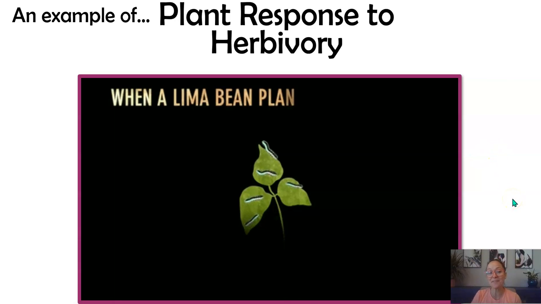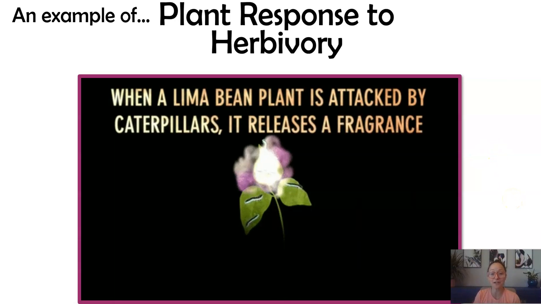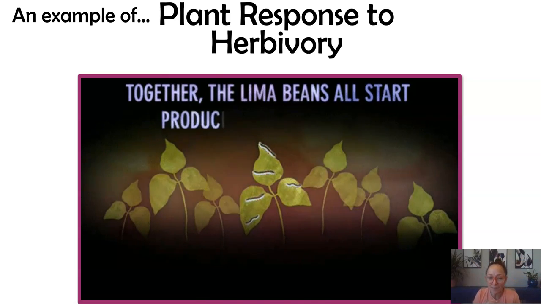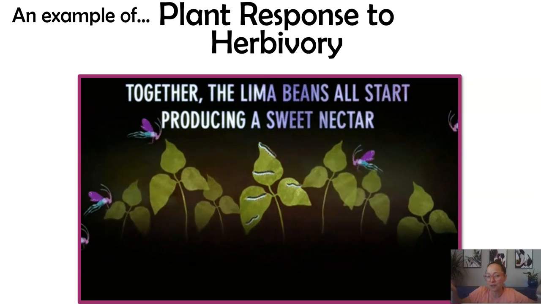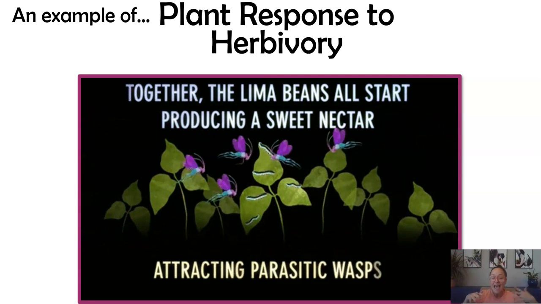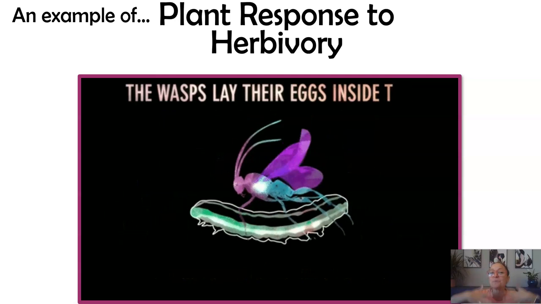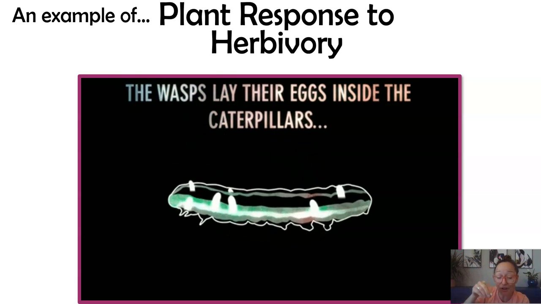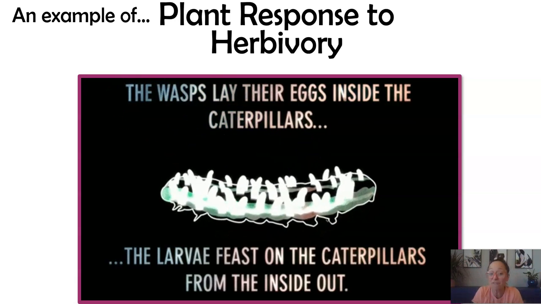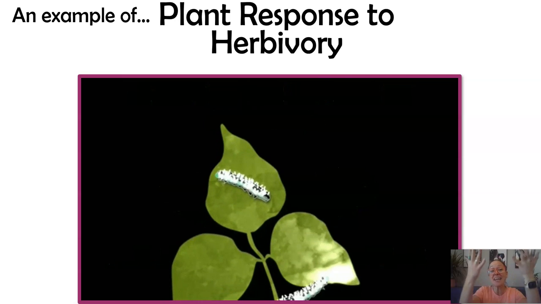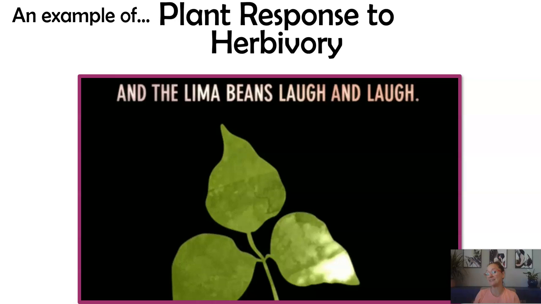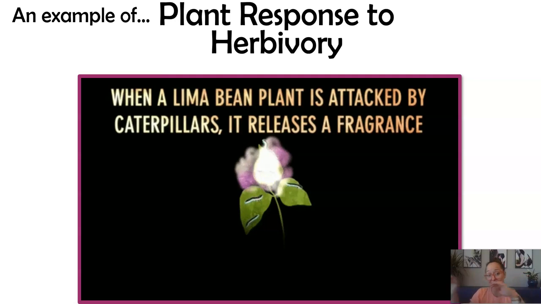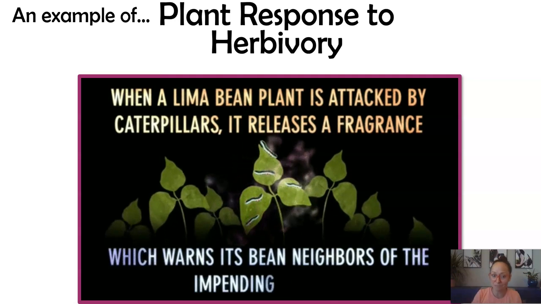Now here's an example of how plants can respond to herbivory. When a caterpillar bites the leaves of a lima bean plant, the lima bean sends out a hormone or a chemical to other lima beans growing nearby, and together they turn on gene expression to release a sweet nectar. The nectar attracts wasps. The wasps lay their eggs in the caterpillar, and then the larvae feed off the caterpillar and kill it, and now the lima bean is protected. So that is a rad example of how lima beans can communicate with each other to bring about a response.